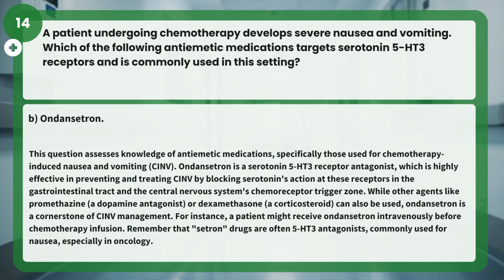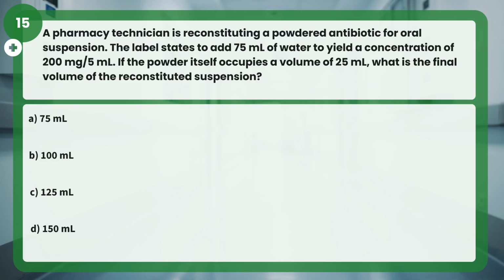Question 15. A pharmacy technician is reconstituting a powdered antibiotic for oral suspension. The label states to add 75 milliliters of water to yield a concentration of 200 milligrams per 5 milliliters. If the powder itself occupies a volume of 25 milliliters, what is the final volume of the reconstituted suspension? A. 75 milliliters. B. 100 milliliters. C. 125 milliliters. D. 150 milliliters.